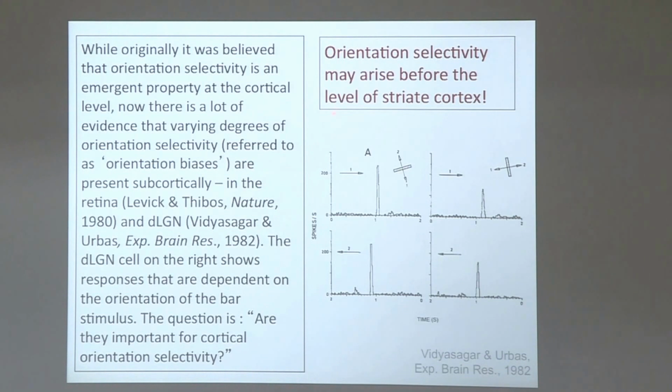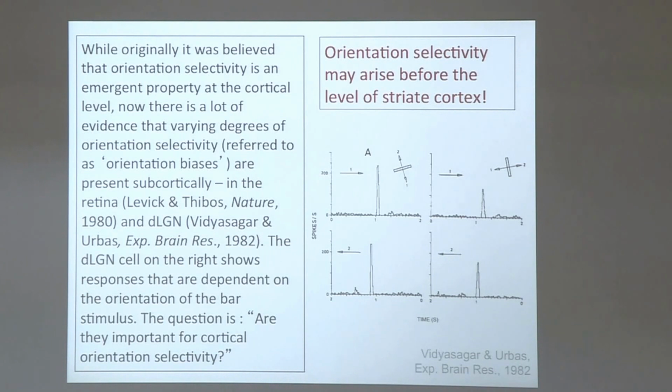We saw this quite a while ago. So this is a neuron in the lateral geniculate nucleus. That's in the thalamus, that's the retina, thalamus, and the primary visual cortex, right? This is the one orientation. There's a good response. The other orientation, the response is much less.